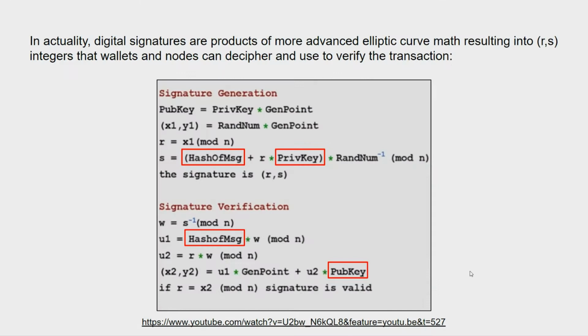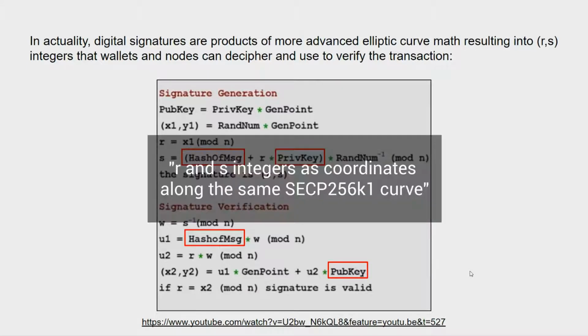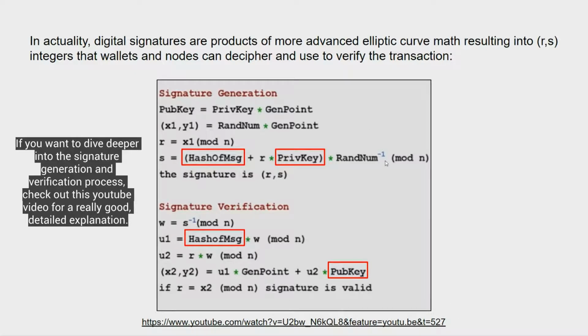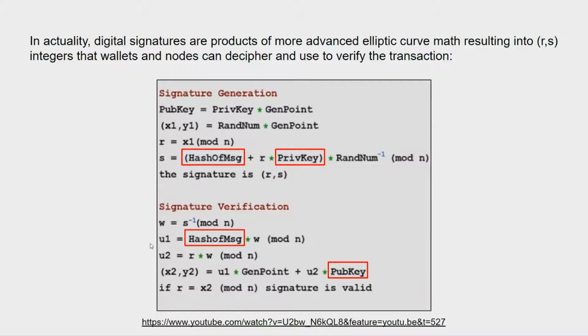In actuality, digital signatures are products of more advanced elliptic curve math, which result in R and S integers that wallets and nodes can decipher and use to verify transactions. If you want to get the full details of what this confusing screen is, go to this YouTube video, and it's a really, really good detailed explanation. If you look at the red highlights, this is what you should really focus on with this.